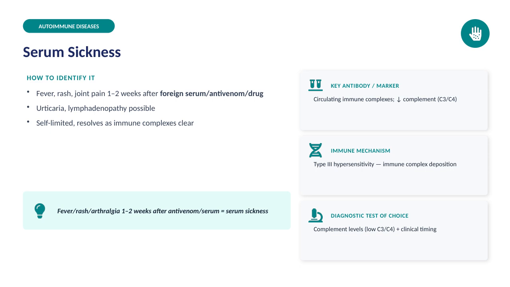This condition is caused by immune complexes that form and deposit in tissues, which is an example of a type 3 hypersensitivity reaction. These immune complexes trigger inflammation, but the illness resolves on its own as the complex is cleared from the body. Diagnostic testing focuses on checking complement levels, especially C3 and C4, which are typically decreased during serum sickness. Clinically, the timing of symptoms after exposure, combined with low complement levels, helps confirm the diagnosis.